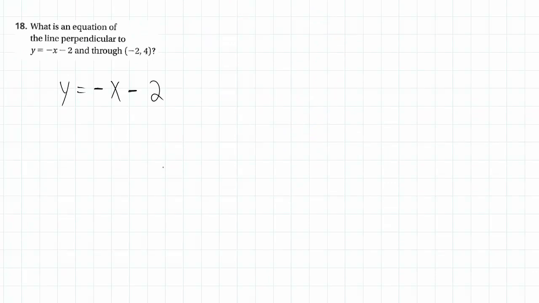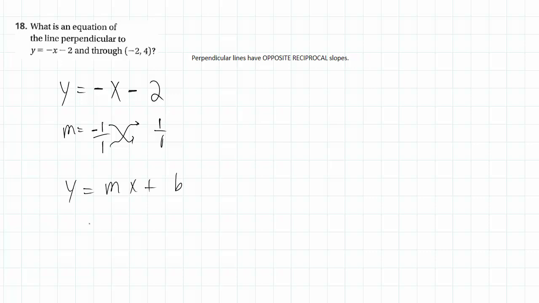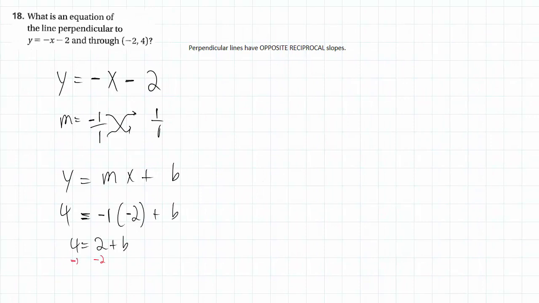For number 18, when we're dealing with perpendicular lines, again, we still keep the slope, but we make one little change. Perpendicular lines have opposite reciprocal slopes. So if the slope was 2/3, the perpendicular line would have a slope of -3/2. Here the slope is -1/1, so my slope that I should be using is +1/1. When you flip a 1, it doesn't actually look like it flipped. So I didn't just make this the opposite sign.